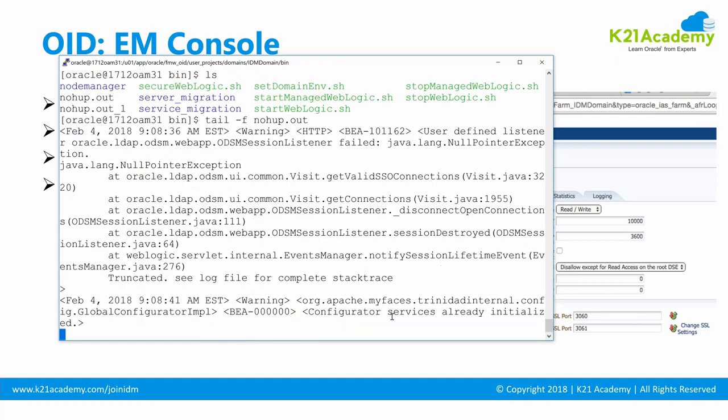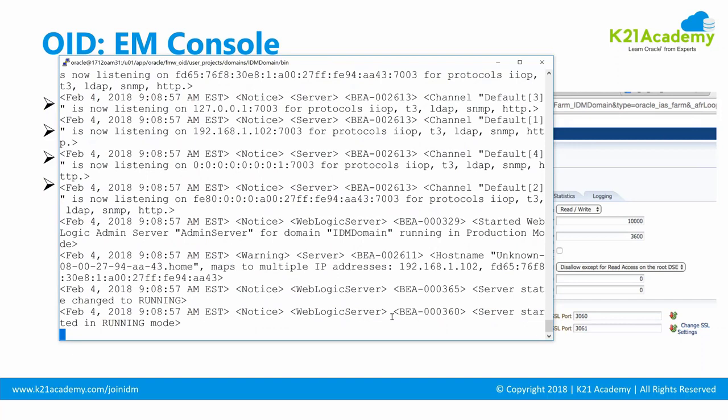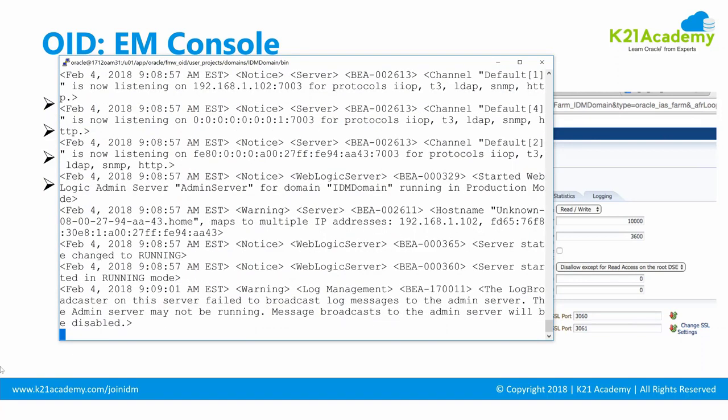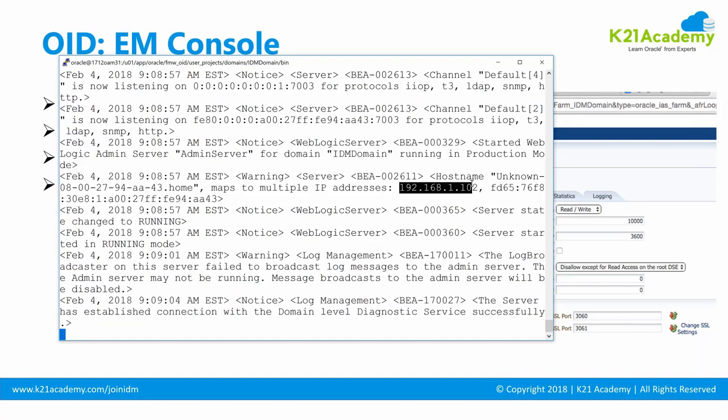It's a null pointer exception, and I'm not sure why, but let's see if it comes up again. There might be some error. We'll see that, or we'll have to see. But because my admin server is up and running now, it's saying running, and the IP address I got is this one, which is 102, and I just need to find out the port number.